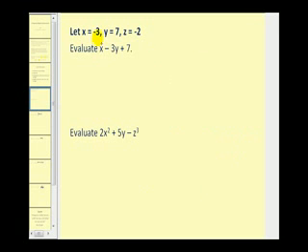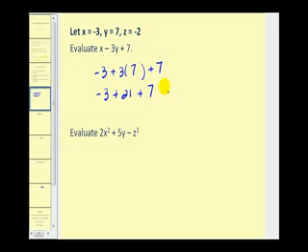So here we're given that x equals negative 3, y equals 7, and z equals negative 2. And we want to evaluate x minus 3y plus 7. Well, x is equal to negative 3, so we'll have negative 3 plus 3 times y, but y is 7, plus 7. Now we'll follow the order of operations, so we'll multiply first. 3 times 7 would be 21, so we have negative 3 plus 21 plus 7. And now we just add from left to right. So negative 3 plus 21, that would be 18. Plus 7 equals 25.